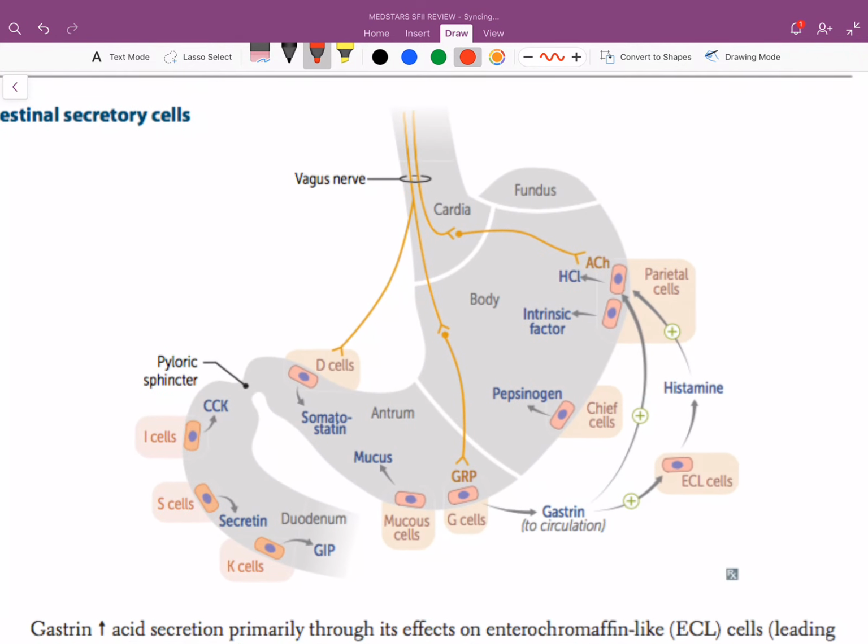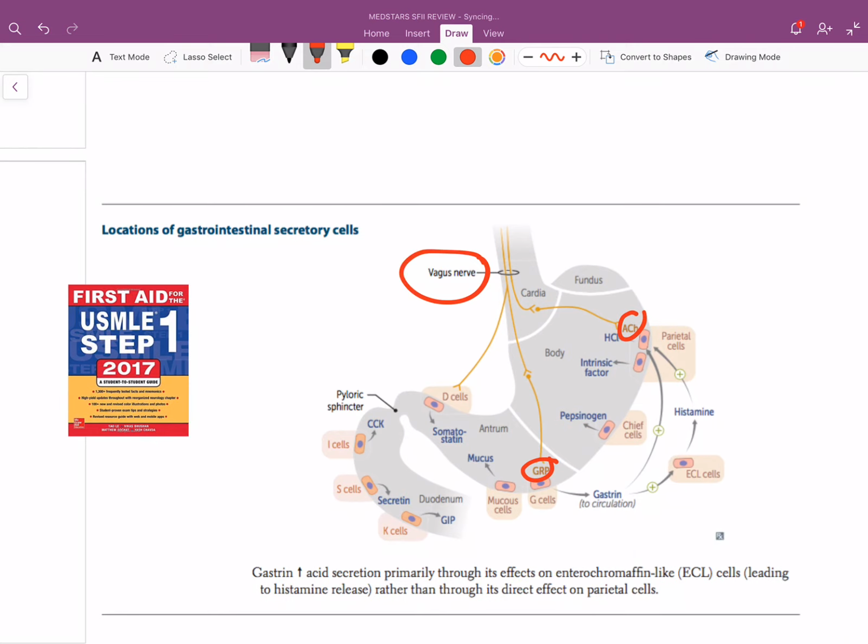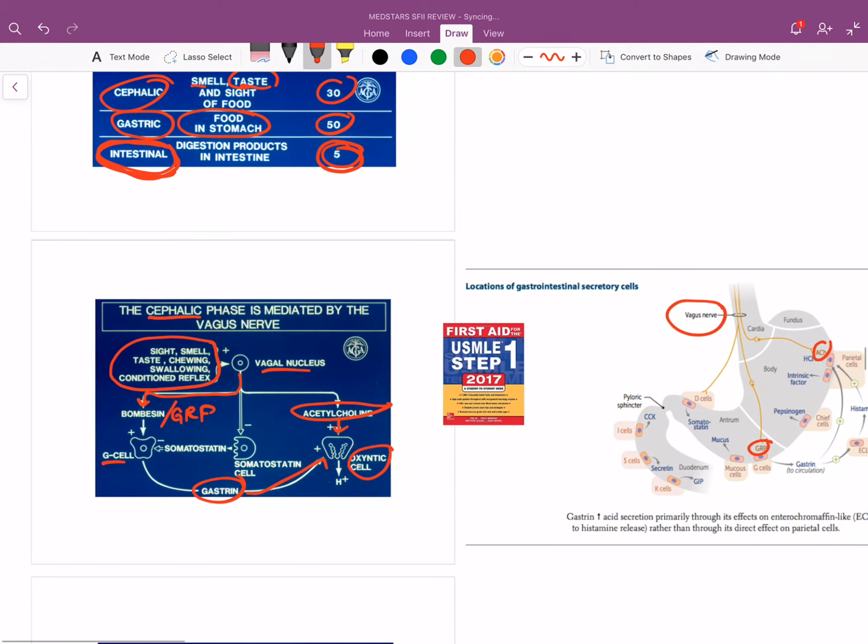Here's just how I talked about it, right? Vagus nerve: you eat food, it comes in. As you're chewing it in your mouth, your vagus nerve starts to send signals to your stomach. What are these signals? GRP and acetylcholine. That's when it's in the mouth, when you're chewing, when you smell food, when you see it.